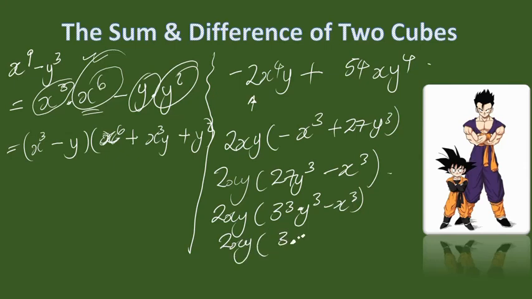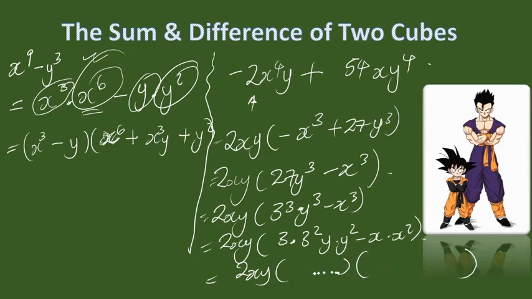I have a 3 multiplied by 3 squared. I have a y multiplied by y squared, minus an x multiplied by an x squared. Almost done. Almost. I have 2xy. I open two brackets, one for a binomial and one for a trinomial.